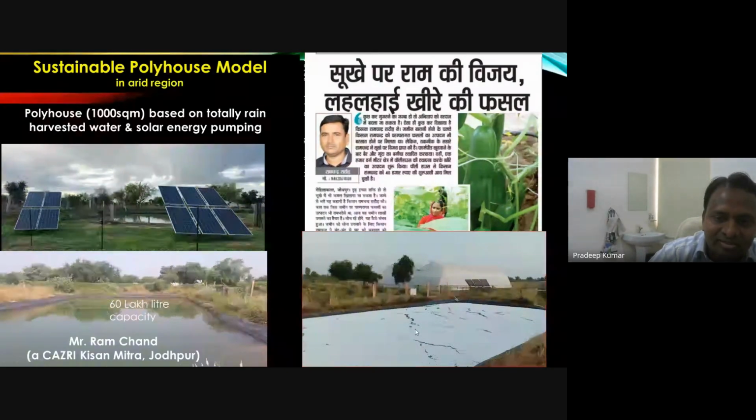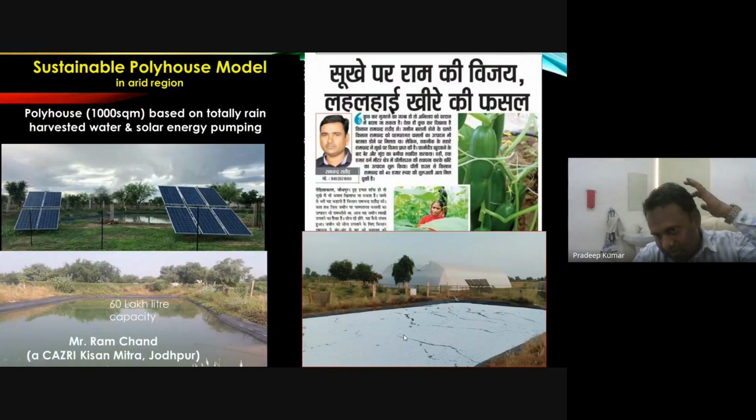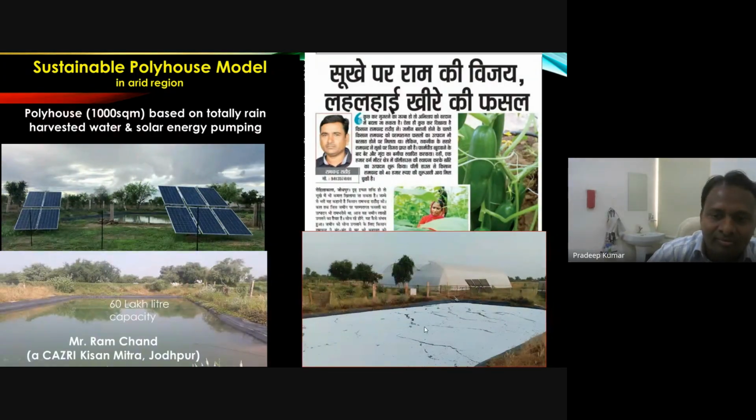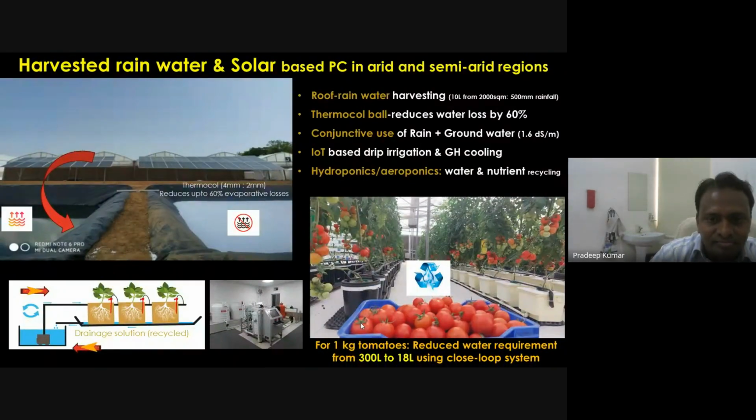And this is our intervention, where we are recommending a technology we have already standardized: 4 mm and 2 mm thermocol balls spread on the surface of the water body. This checks up to 60 to 70% of evaporative losses through the use of this particular thermocol ball.